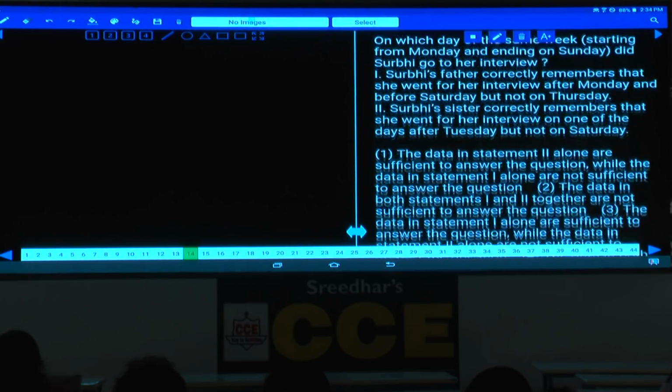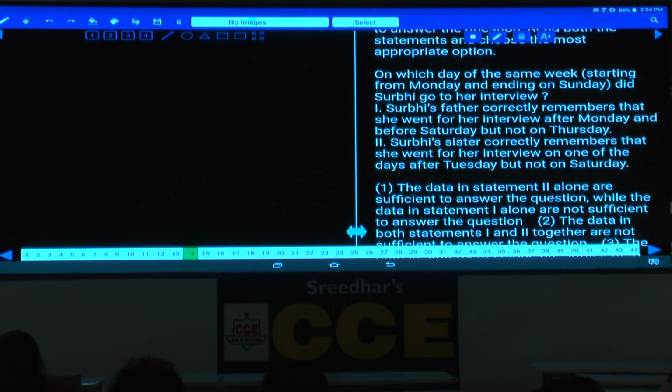Then question number 14. On which day of the same week, starting from Monday and ending on Sunday, did Surabhi go to her interview? Surabhi's father correctly remembers that she went for her interview after Monday and before Saturday. Then what are the possibilities here? Tuesday, Wednesday, Thursday, Friday are the 4. But not on Thursday, so Thursday is also ruled out. Hence Thursday cannot be here.